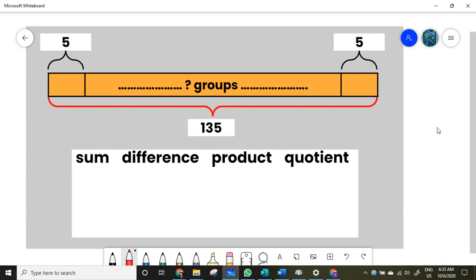On this bar model, we know the value of a single part is 5, but we don't know how many groups we have. We do know the whole value of the bar model is 135. So to find out how many groups there are, we're going to divide and find the quotient. Our mystery value, how many groups we have, is equal to 135 divided by 5. So our mystery value is 27. This bar model should be split into 27 equal groups.